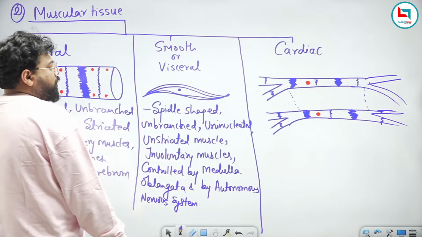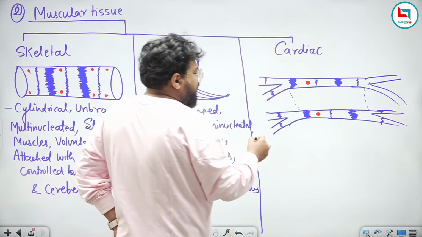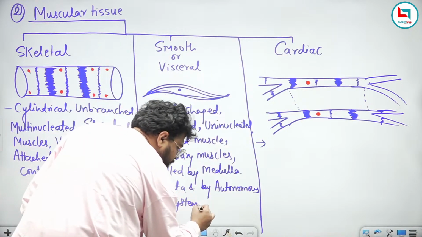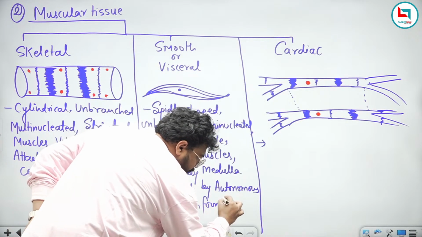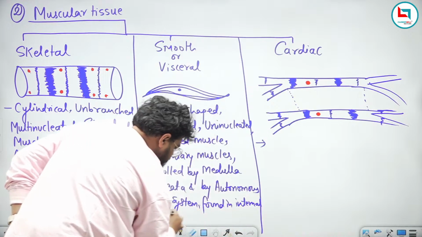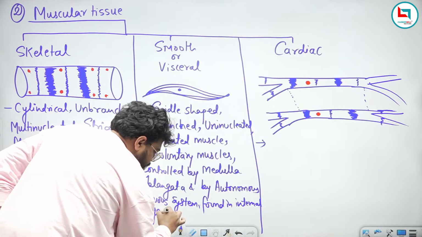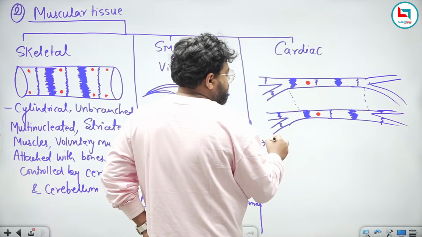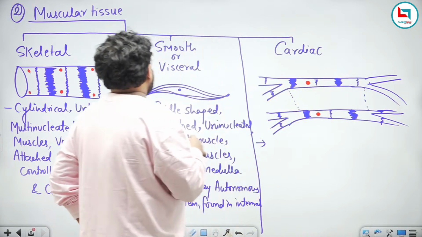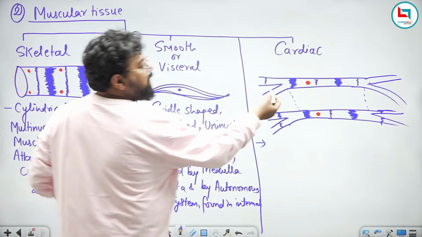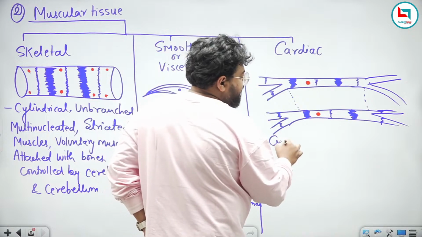Third thing is these are cardiac muscles, and these muscles are found in internal organs. First of all, the cardiac muscles look like skeletal muscle, but skeletal muscles are not branched, while these cardiac muscles are branched. So first of all, these are cylindrical muscle.